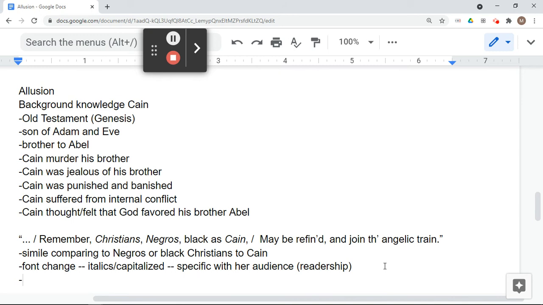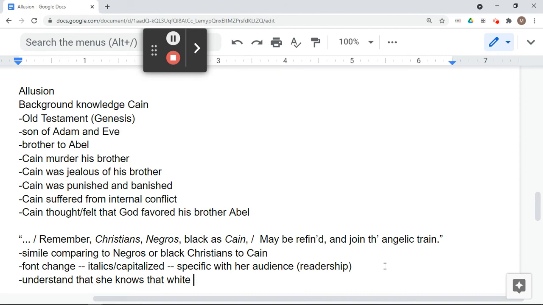So is she taking a moment to show that she knows that white Christians view Black Christians like a Cain? Like, do they even view themselves as Abel? And do they view Black Christians as Cain? That's something to think about. And so that's something that I'm inferring here as a right writer. And if you're thinking something else, right writers, then do that.